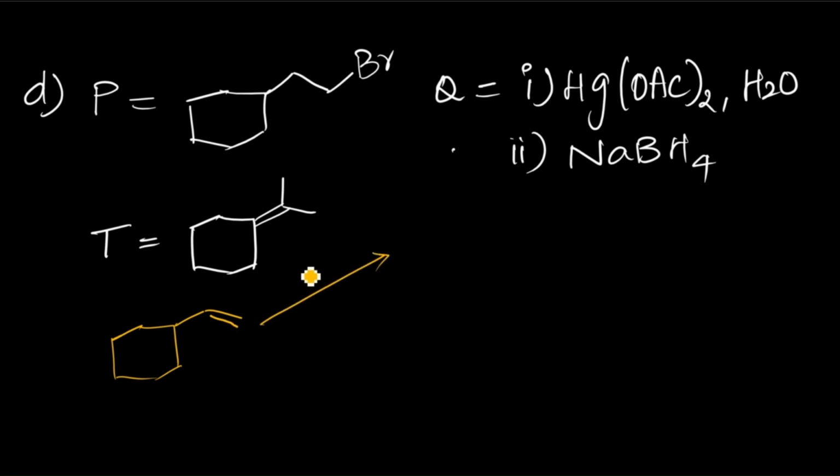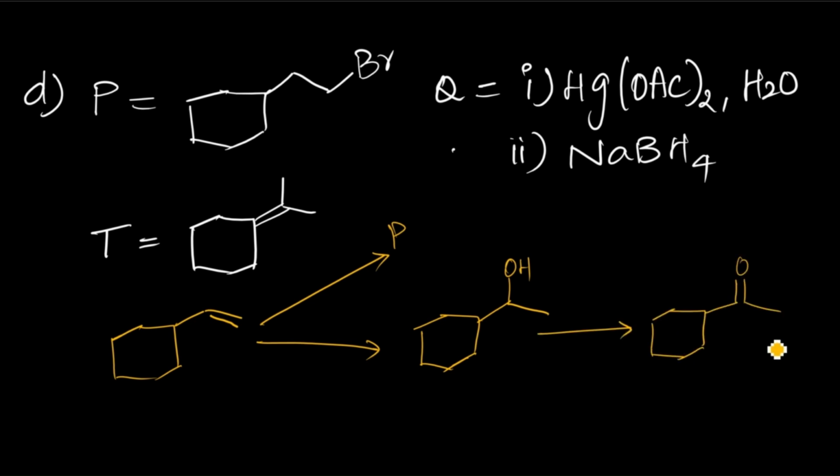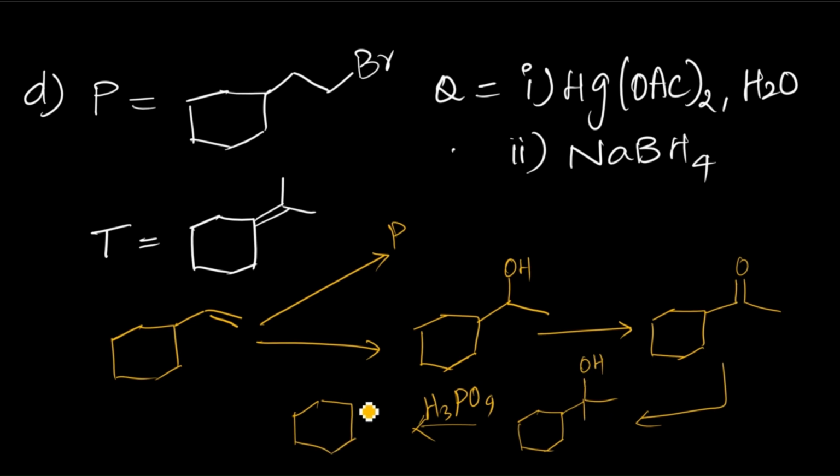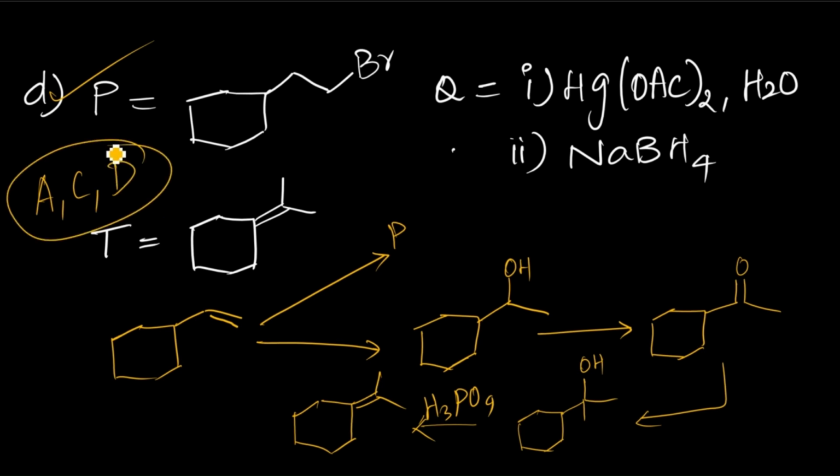This must be our initial product to give P, and with Q. So Q is oxymercuration-demercuration, which is again a Markovnikov product that will give you OH here. So OH will get converted to a ketone, then that will form an alcohol with an extra methyl, and then H3PO4 will form a stable alkene, which will be like this. Okay, so D is also true. Except B, A, C and D are all right answers.